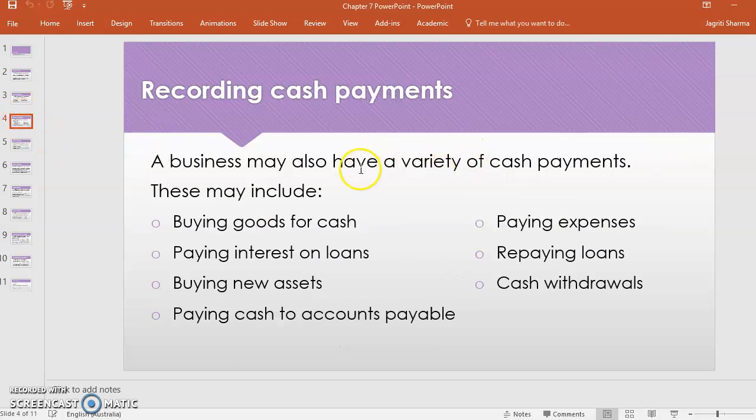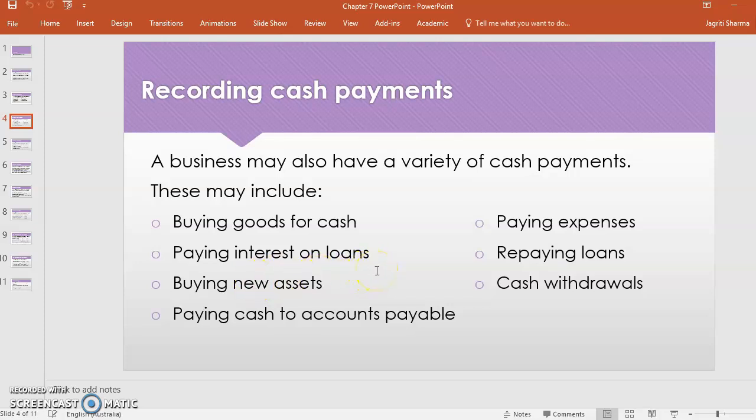Now cash payments. So when you are paying money from your business. A business may also have a variety of cash payments. These may include buying goods for cash. When you purchase the goods to be able to sell in your business, that is when you're paying the money. Paying interest on loans. When you take out a loan from banks, you pay interest on it. So this is your cash outflow. It is called the cash payments.